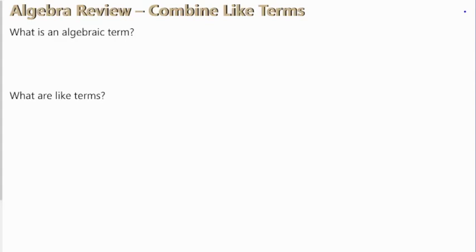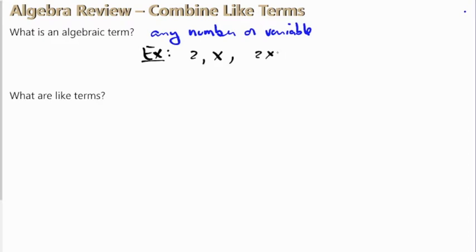Okay, so in this video, I'm going to review some concepts in algebra that we're going to be using in geometry this year. What is an algebraic term? Well, an algebraic term is any number or variable. So examples could include 2x, or even the multiplication of numbers and variables, 2x.